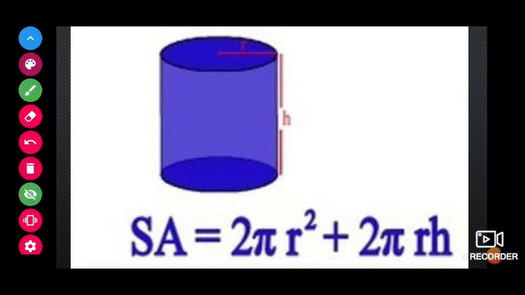You have to read this formula and write each formula 5 times, children. Whenever I meet you, first I will ask you the formulas. So definitely you have to learn the formulas.